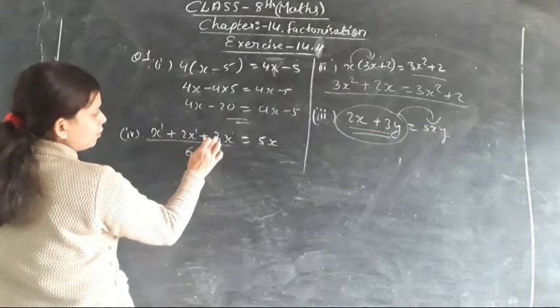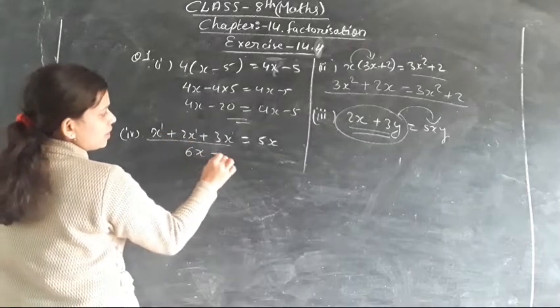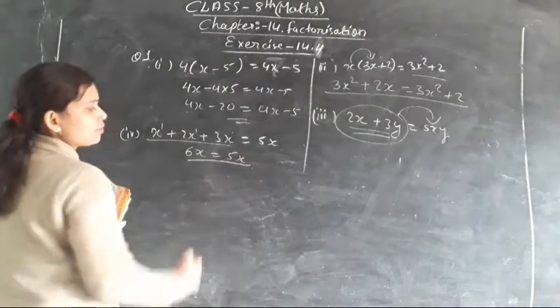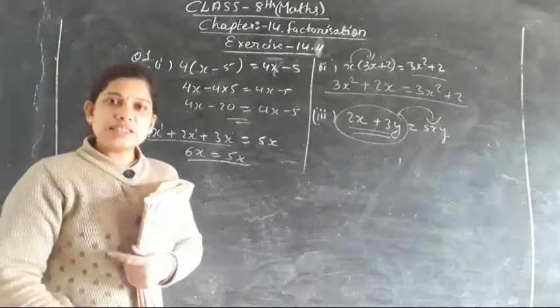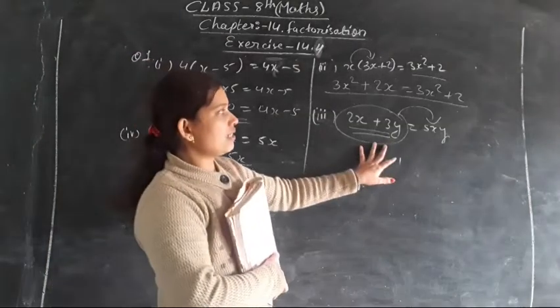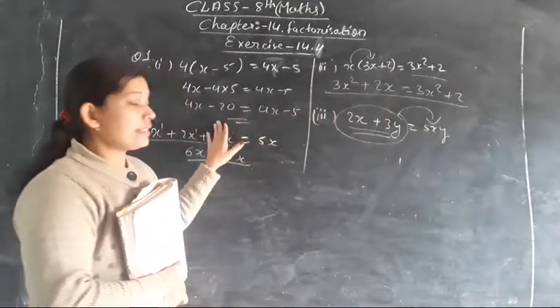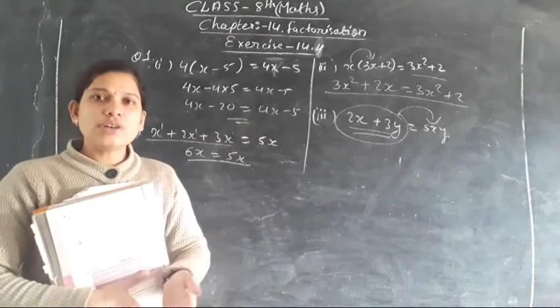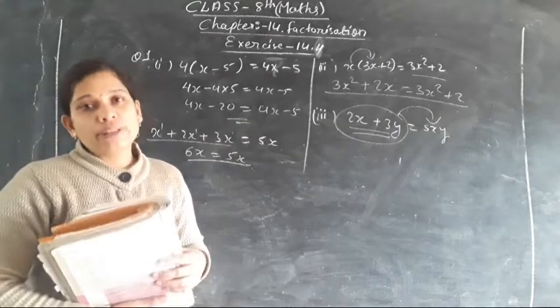Here it will be 1, 2, 3, 4, 5 and 6. So 6x is not equal to 5x. Again, LHS and RHS are not equal. Here also LHS and RHS are not equal. Why is it not equal? It is not equal due to a mathematical error.